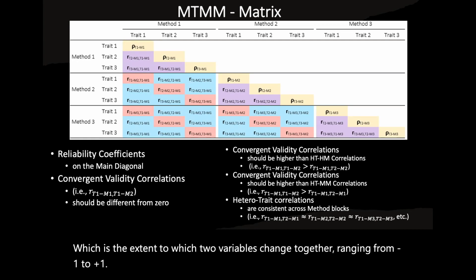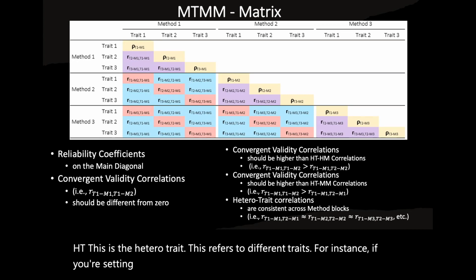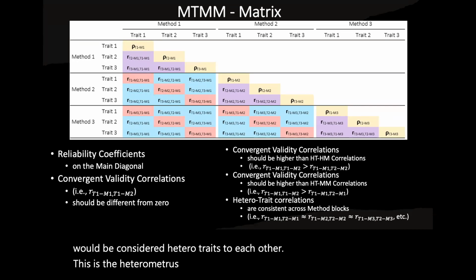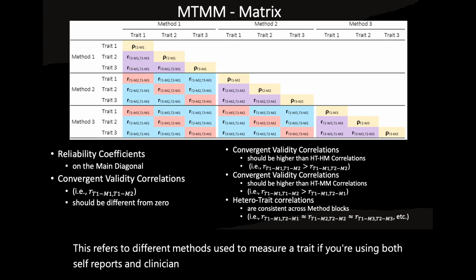HT, this is the heterotrait. This refers to different traits. For instance, if you're studying PTSD and depression simultaneously, PTSD and depression would be considered heterotraits to each other. HM, this is the hetero method. This refers to different methods used to measure a trait. If you're using both self-reports and clinician ratings to assess PTSD, those would be hetero methods.